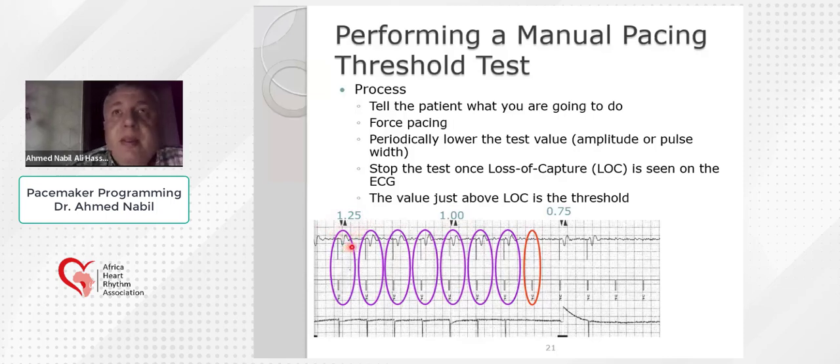Of course, I should say 1.25 volts at 0.5 millisecond or whatever the pulse duration that I'm working on. So the threshold in this example is 1.25 volts, and this pacing threshold will be the reference for me in adjusting the pacing output at which the pacemaker will be programmed later on.